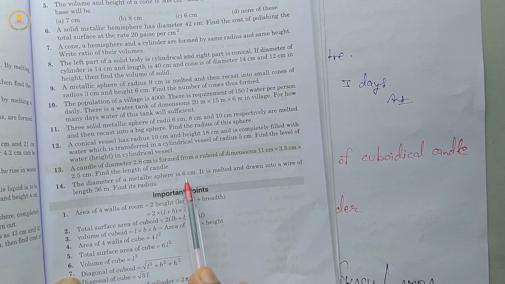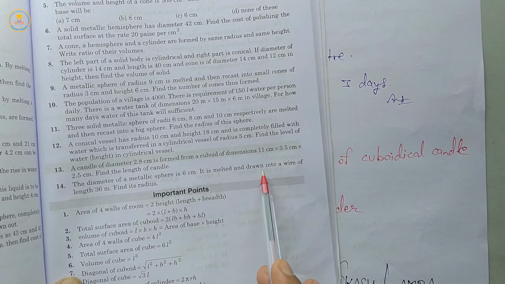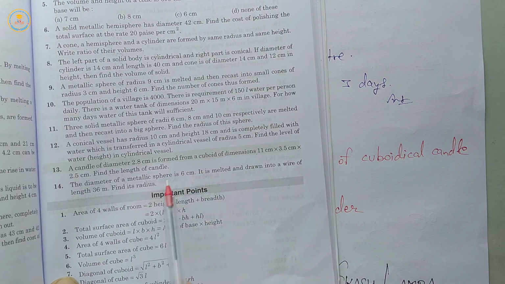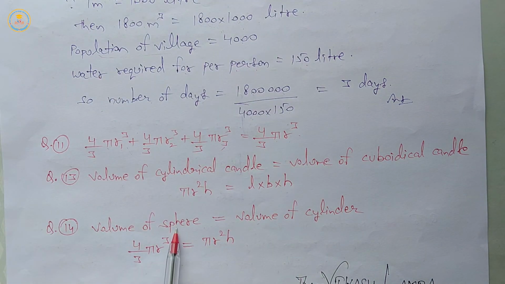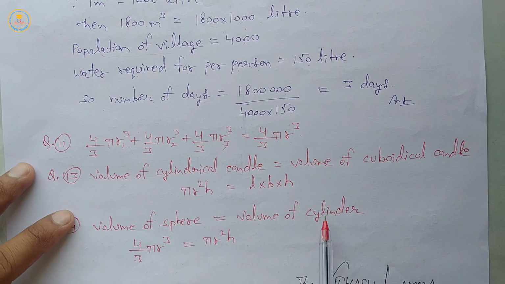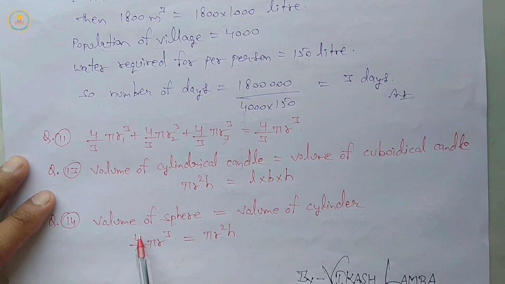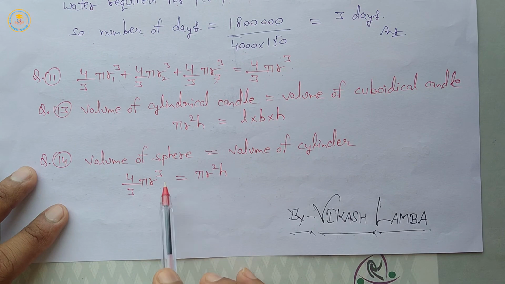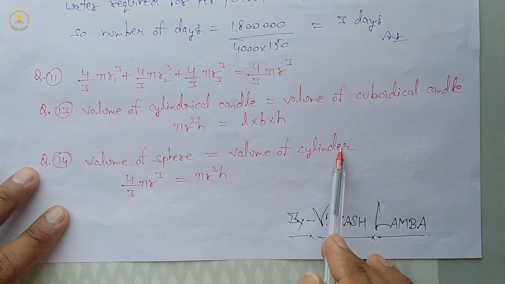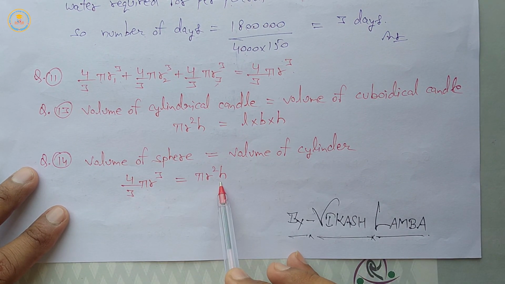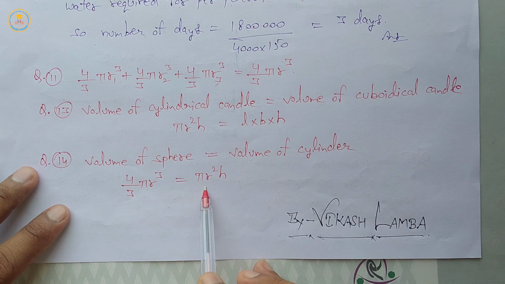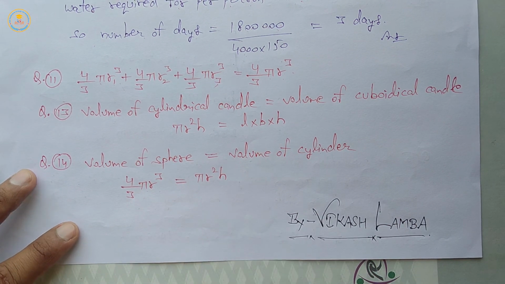Last question. The diameter of a metallic sphere is 6. The metal is drawn into a wire of length 36. Find radius. Therefore, volume of sphere converts into volume of cylinder. Volume of sphere is 4 upon 3 pi r cube and volume of cylinder is pi r square h. Calculate radius, so we find radius. Okay. Thanks.